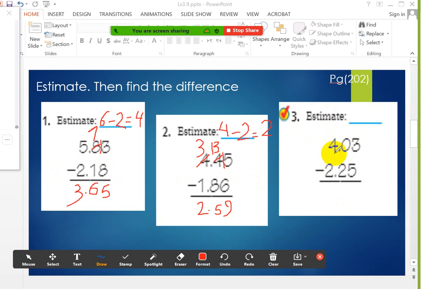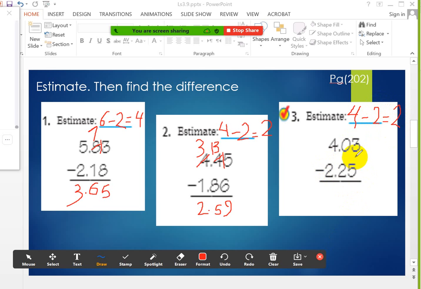Now number 3, I want to estimate the answer. So 4.30 hundredths, it will be 4, because before the ones I have 0, less than 5. So minus 2.25, it will be 2, because after the ones digit I have 2, which is less than 5. 4 minus 2 equals also 2.